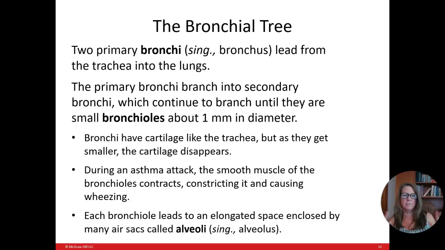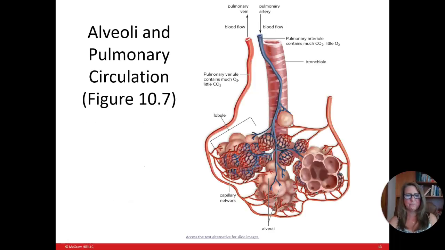Now, something to mention, it talks about an asthma attack. Our lungs are made up of smooth muscle. That smooth muscle can actually affect the bronchioles, because if the smooth muscle is contracting, it can constrict those bronchioles and cause it to be hard to breathe. So a person might sound like they're wheezing.